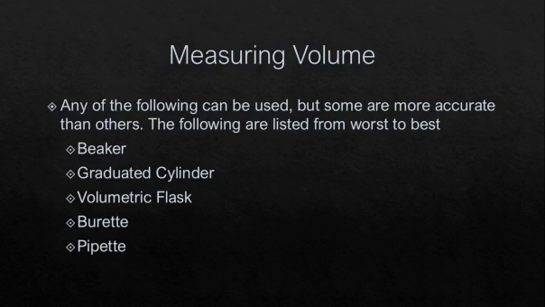Measuring volume now. Any of the following can be used, but some are more accurate than others. So they're listed from worst to best. The beaker is the worst for measuring volume. A graduated cylinder is better. A volumetric flask is better again. A burette, arguably, is better than that. And then a pipette is probably the best.